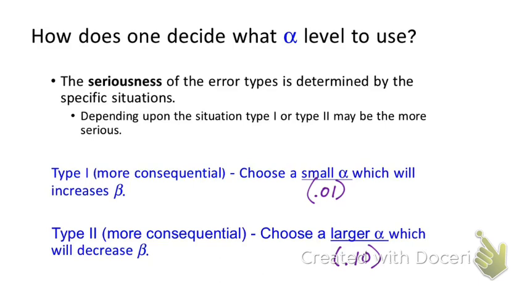Okay. So if type 2 is more consequential, you choose a larger alpha, which will then decrease beta. Okay? Does that make sense?